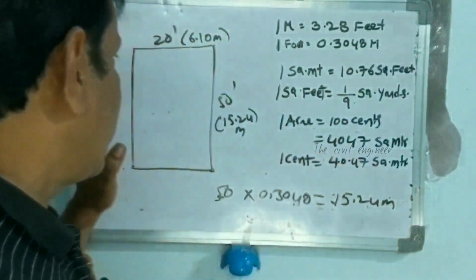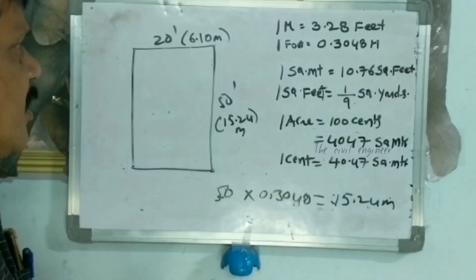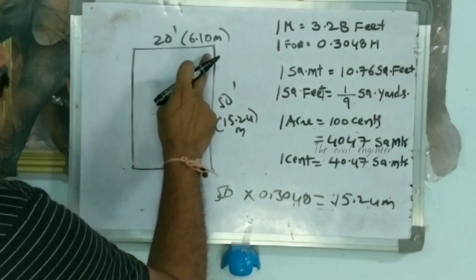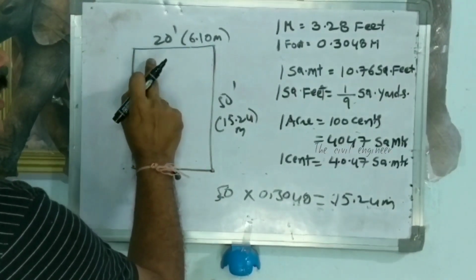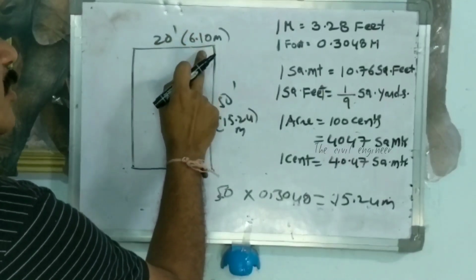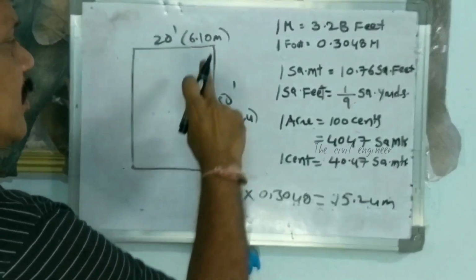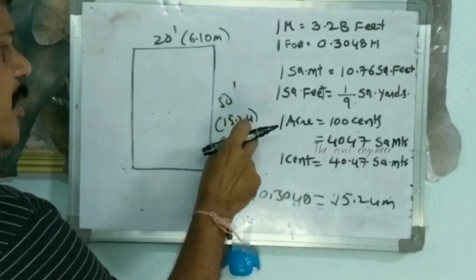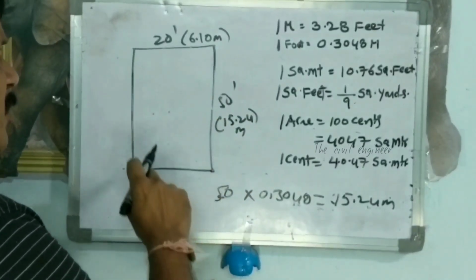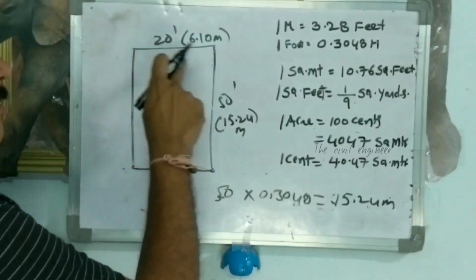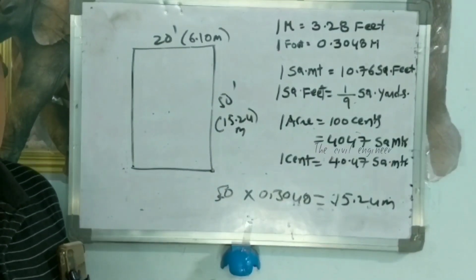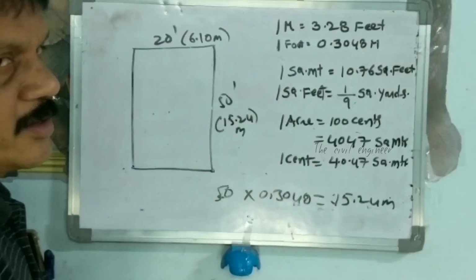Okay. So let us take this site. Its width is 20 feet, which is converted into meters, that is 6.1. The length is 50 feet, which is converted into 15.24. Now, according to these measurements, we have to draw the building plan for this site.